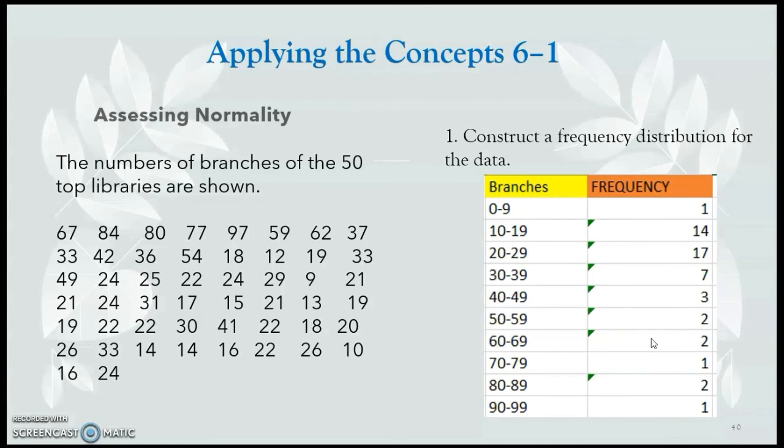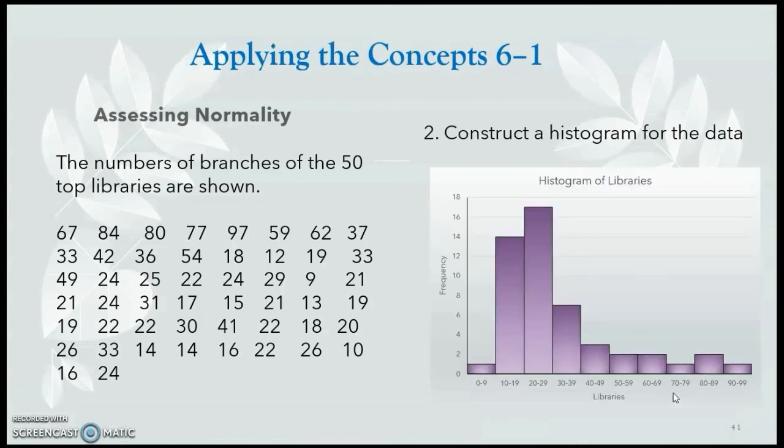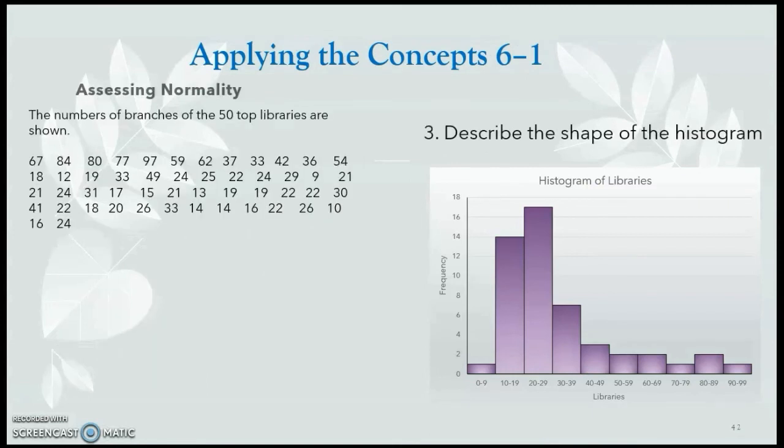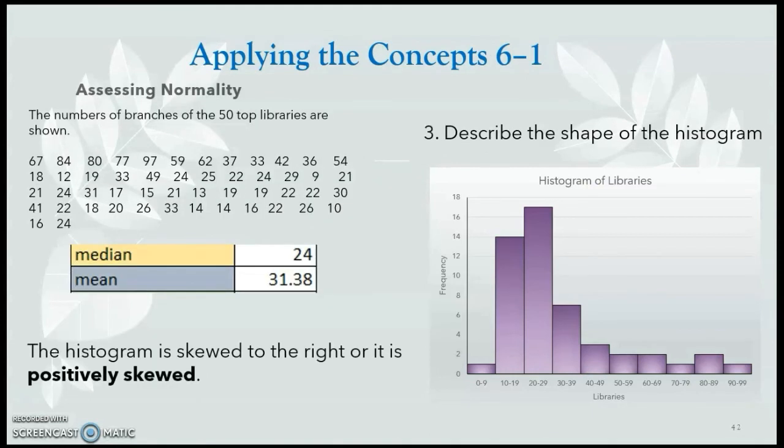Now I have constructed a frequency distribution for the data, and also a histogram for the data. The next thing we need to do is to describe the shape of the histogram. The histogram is skewed to the right, or it is positively skewed. Based on the median and the mean, the median is 24 and the mean is 31.38, which means that the mean falls to the right of the median, which is the definition of positively skewed.